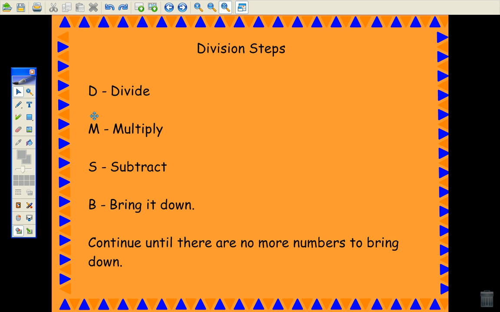Okay, division steps. That D doesn't really stand for does, it stands for divide. This is where we're going to be actually doing the opposite of multiplication. And these steps may not make any sense to you right now, but go ahead and copy them down on the teacher side and we're going to go through each one. M means to multiply, S subtract, and B bring it down. And you're going to continue this until there are no more numbers to bring down, and sometimes you're going to have that remainder, that vocabulary word we talked about today, when there's some leftovers. So if you can come up with something catchy to remember divide, multiply, subtract, bring down, or if you want to try to just remember this, that's great.